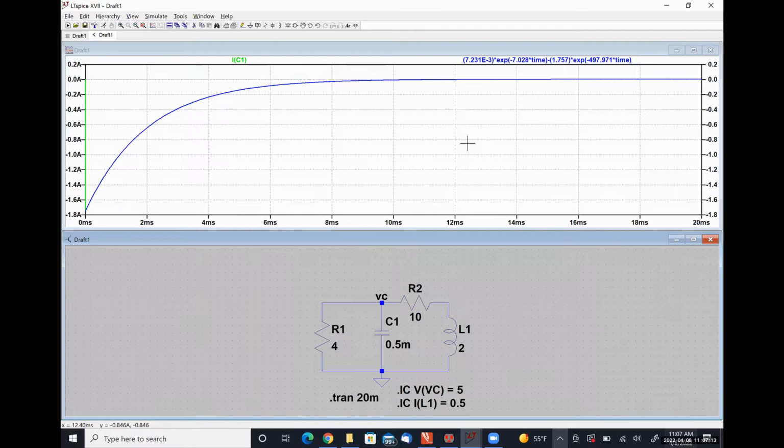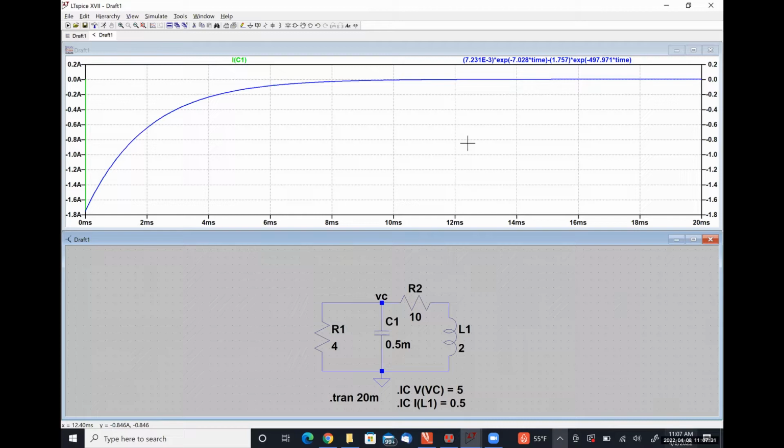All right, so anybody have any questions, comments, or concerns regarding this simulation? I hope at this point it's pretty much old hat.